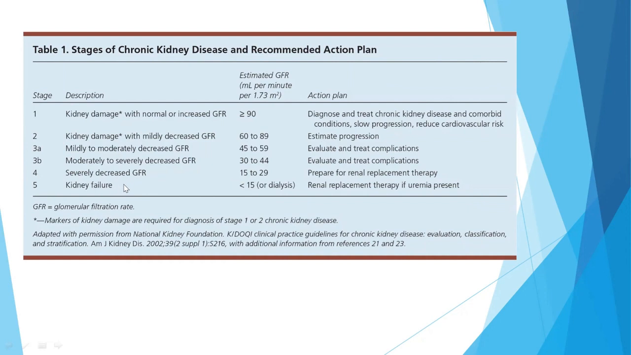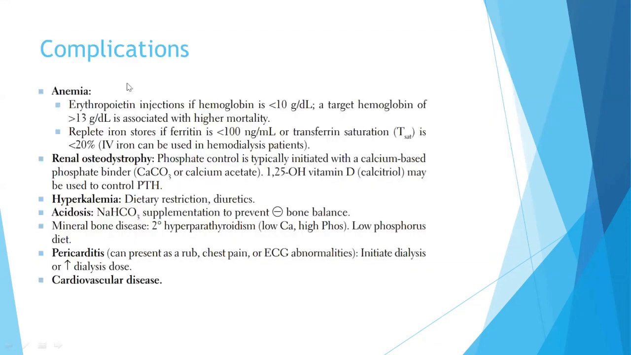And whenever the GFR is less than 15, then we need to go for renal replacement therapy if uremia is present, or you need to go for hemodialysis in the patient. So what are the complications of chronic kidney disease and their management? Anemia: erythropoietin injections if the hemoglobin is less than 10 gram per deciliter. We need to have a target hemoglobin concentration of more than 13. In case of renal osteodystrophy, the phosphate control is typically initiated with a calcium-based phosphate binder. So these all are the complications under management.